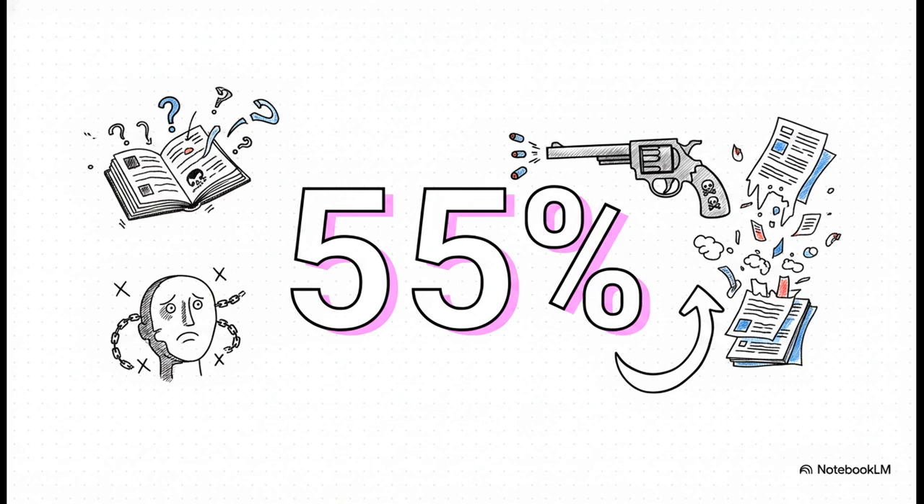Standard general-purpose AI models like ChatGPT 3.5 can hallucinate or just completely fabricate up to 55% of their citations when you ask them to write literature reviews. 55%? That is wild. You literally cannot just ask a chatbot to write a paper and expect the sources to be real. You're basically playing Russian roulette with your academic career.